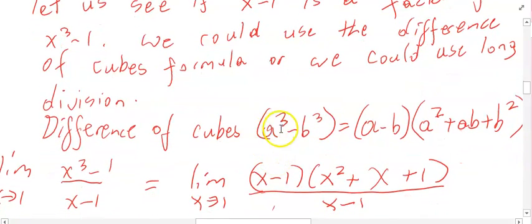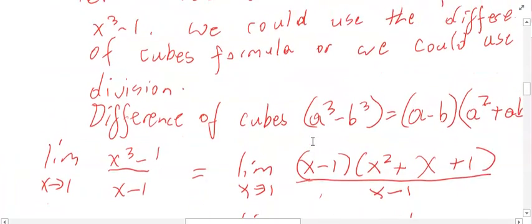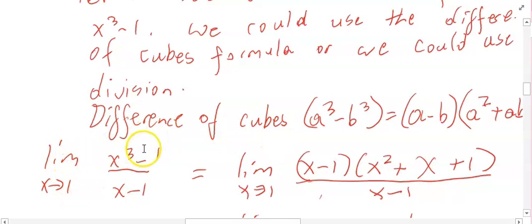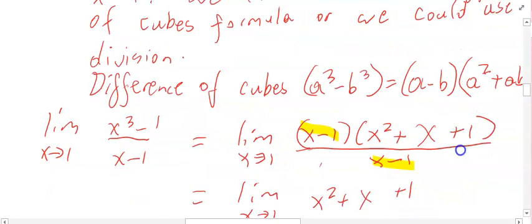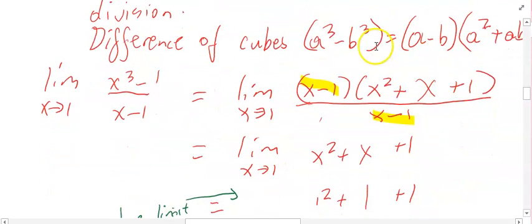So the difference of cubes formula is a cubed minus b cubed is equal to a minus b, all times a squared plus ab plus b squared. So we use that in this situation. So the limit as x approaches 1 of x cubed minus 1 over x minus 1 equals the limit as x approaches 1 of x minus 1 times x squared plus x plus 1 all over x minus 1. Note the x minus 1 in the top will cancel the x minus 1 in the bottom. So we're left with the limit as x approaches 1 of x squared plus x plus 1.